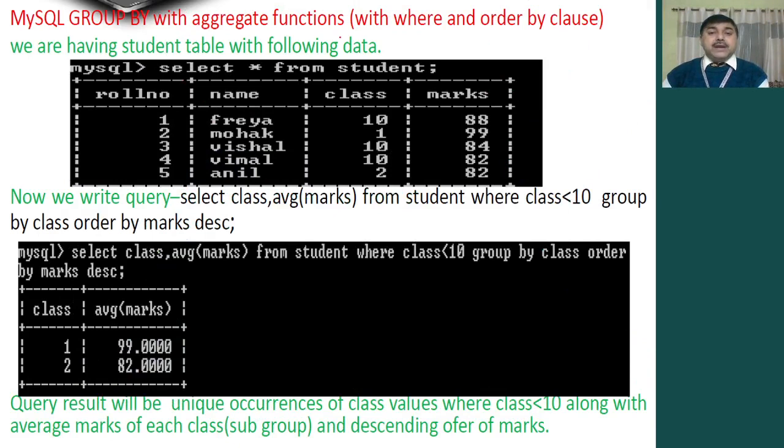So GROUP BY with an aggregate function. See here, same way I have first selected the table. Now what I said: SELECT class, AVG(marks), FROM student, WHERE, now we are giving a clause, where class is less than 10, GROUP BY class, ORDER BY marks in descending order.